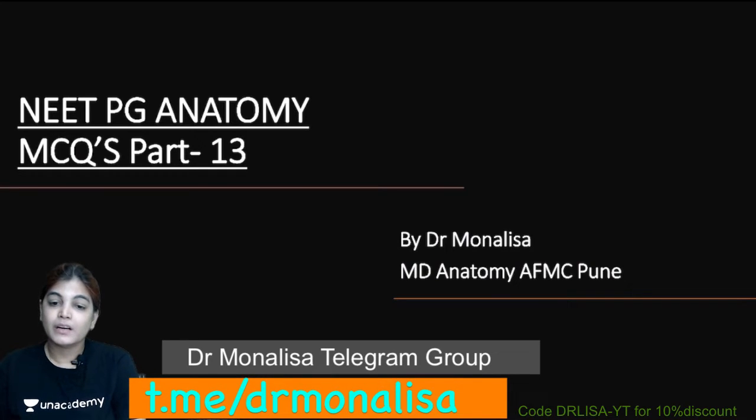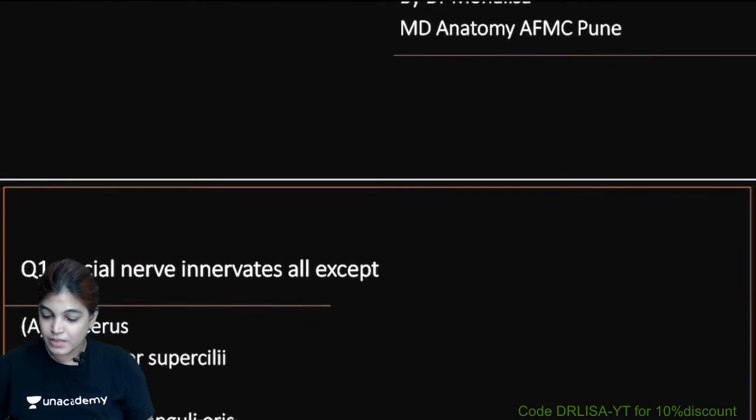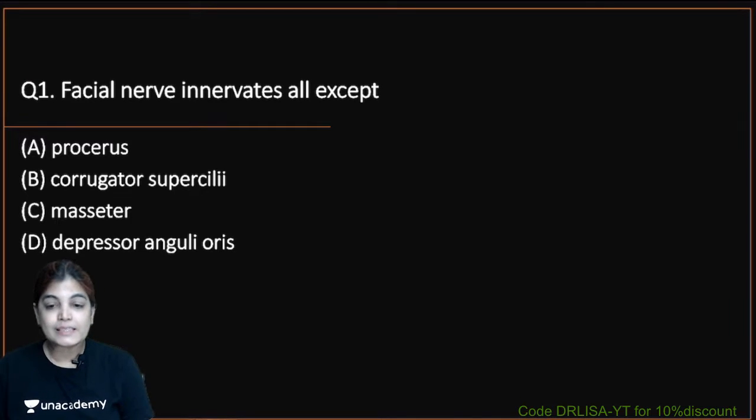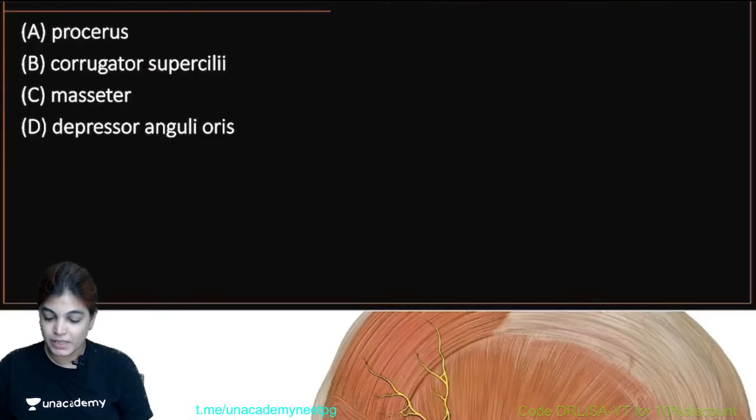So starting with today's discussion, today I am discussing the first MCQ. Facial nerve innervates all except: procerus, corrugator supercilii, masseter, depressor anguli oris. So 4 options are given and you have to mark your answer. Before that, I would like to describe the facial nerve, how it is supplying the different muscles of facial expression. I will discuss firstly the important points and then again come to the MCQ.